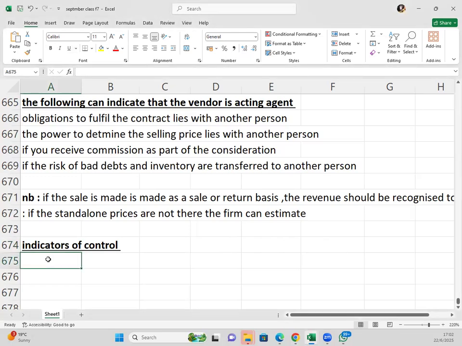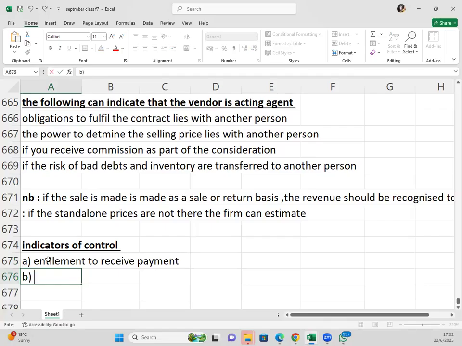Number one, control can be passed if we are now entitled to receive payment. When we can now call the customer and ask them, when are you paying our money? So when we now have the entitlement to receive payment.